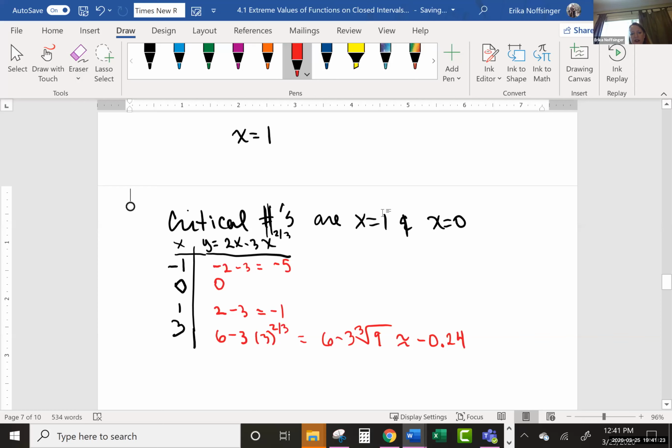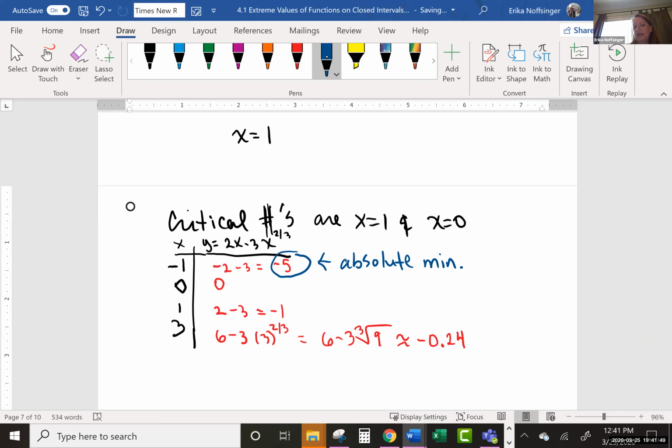So looking at our endpoints and our critical numbers, look at which is the y value that is smallest and which y value is biggest. And so I noticed that the smallest y value that I get is -5. And so -5 is my absolute minimum.